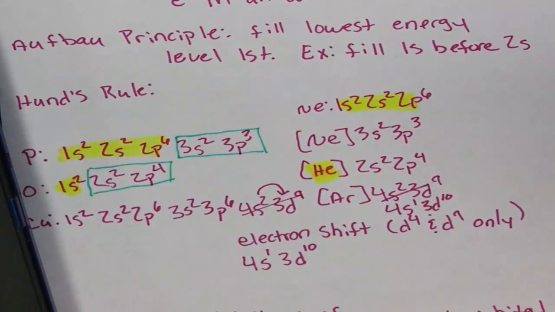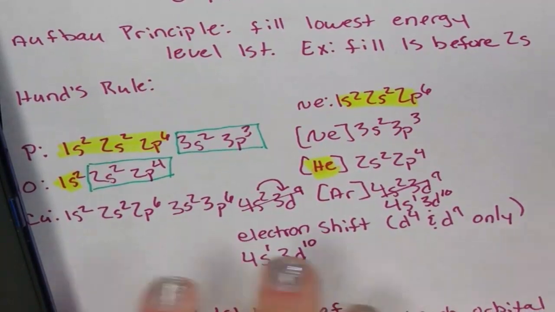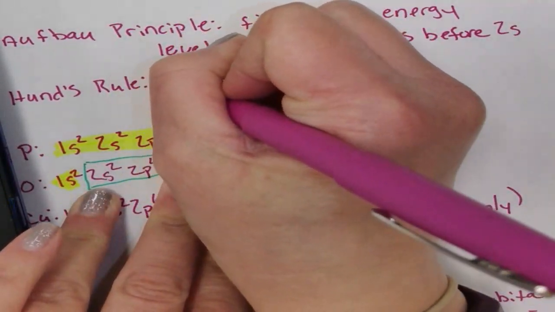All right, what is Hund's rule? Hund's rule says 1 electron in each orbital before doubling up.